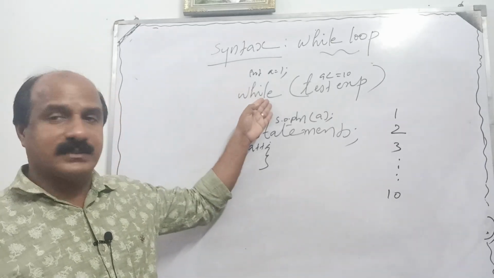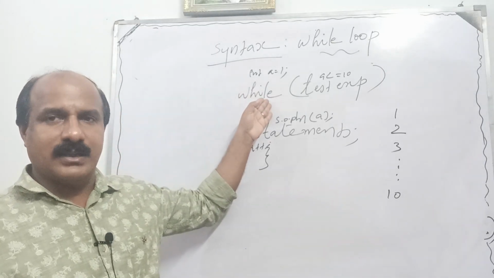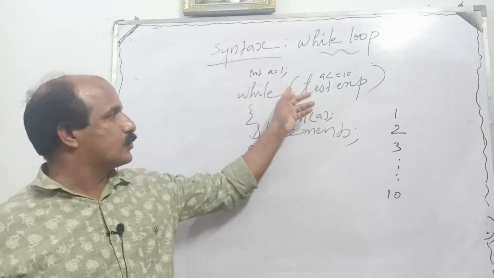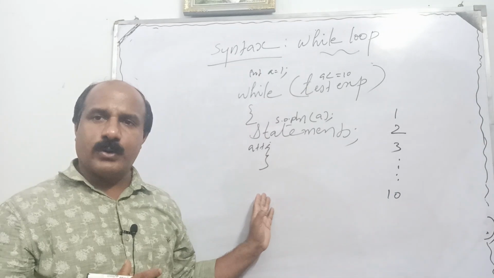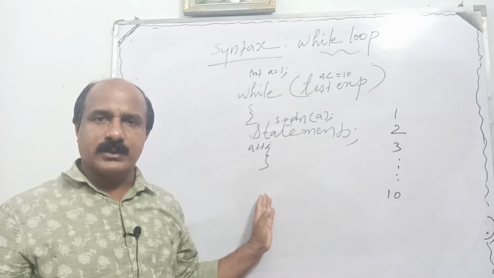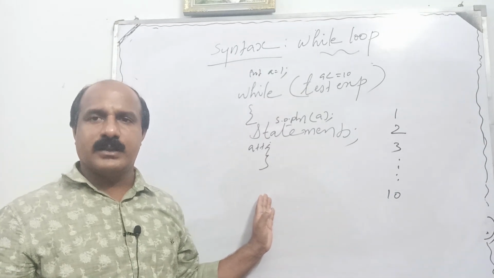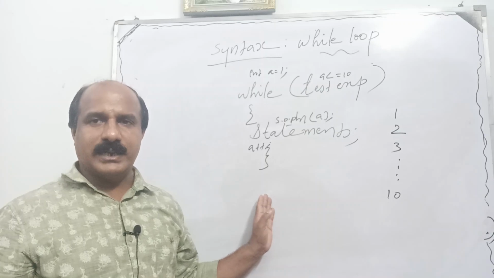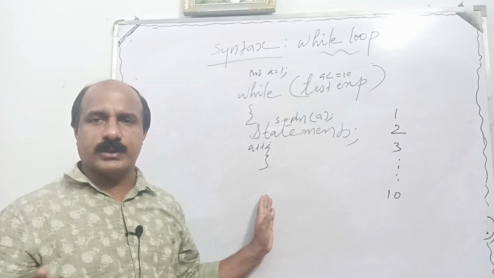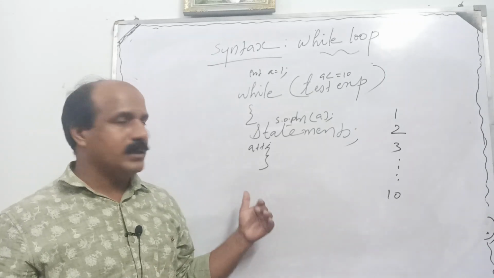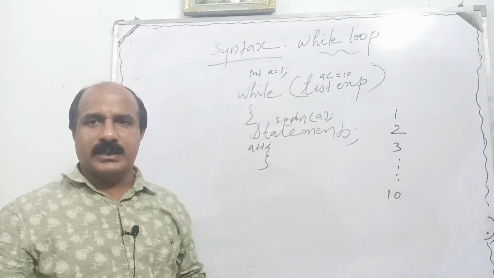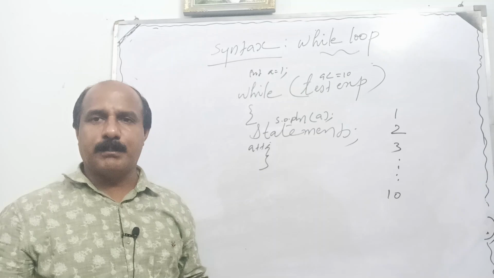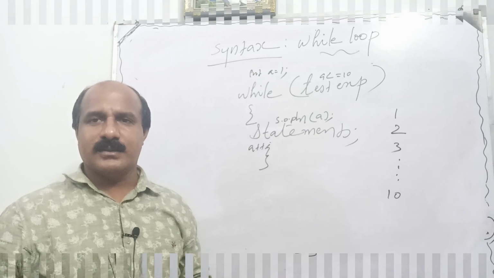At the beginning itself, what will be checked? The condition will be checked. After that, if the condition is true, then only this statement will be executed. If the condition is false, then it won't execute at all. No execution. That is why it is an entry controlled loop. If the condition is false, no execution for the loop. If the condition is true, then it will execute as per the condition. Now let us see the next complete program by using while loop.